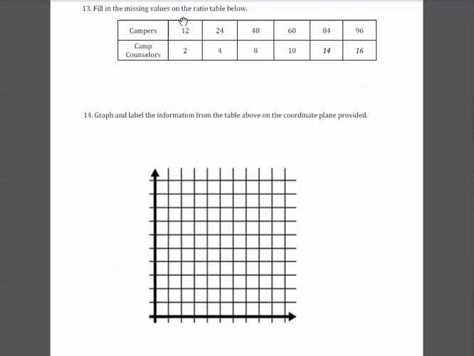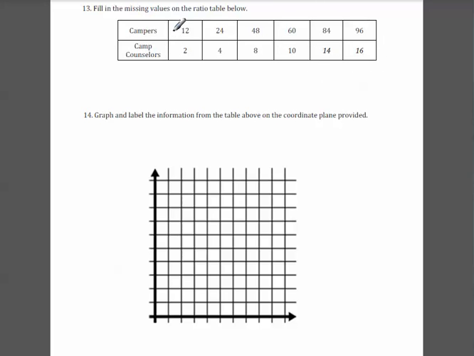13 and 14 go together because we're looking at a ratio table and we have to fill in these 2 pieces. So when I looked here, they gave me 84. So I could start at 60 and ask myself, okay, if I add 24 to it, I get 84. So add 4 and 10 and get 14. You can think of it that way.